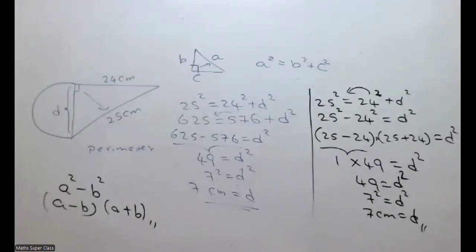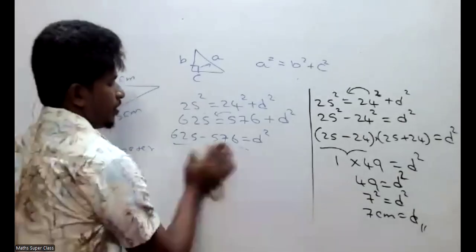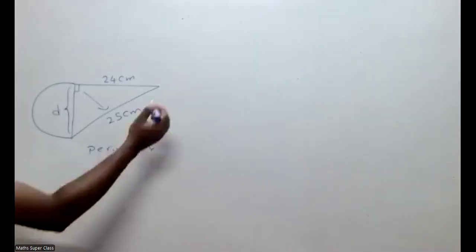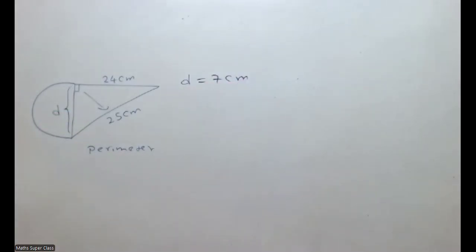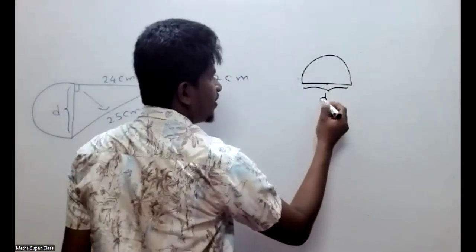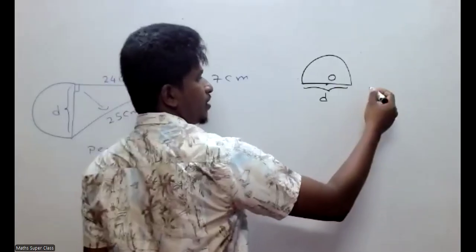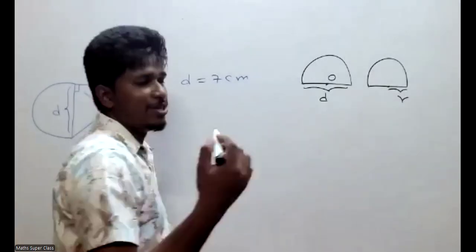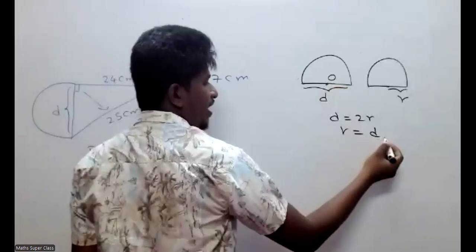Now, I'm going to erase these four and continue with the D. D means diameter, from here to here. If we consider this semicircle, this is the diameter. This is the center, O means center. This is the diameter, so this is the radius. So always D equals 2 times R, or you can write R equals D divided by 2.